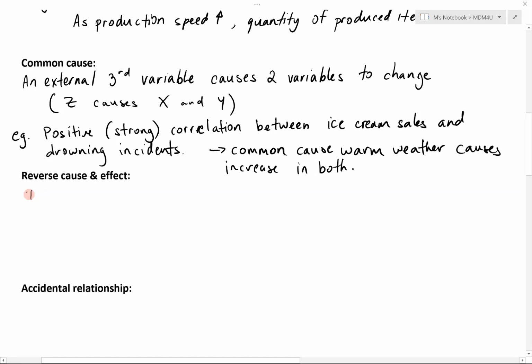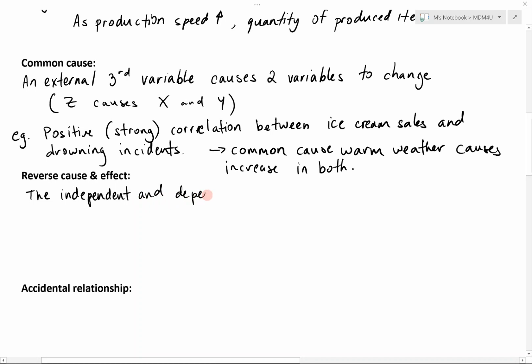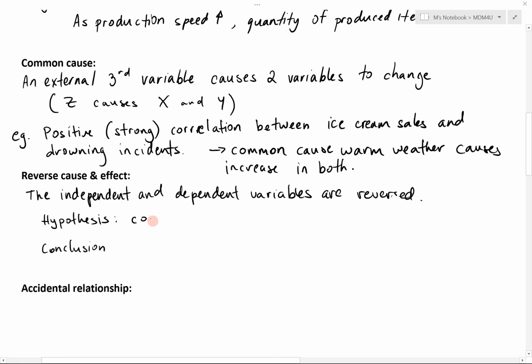The third one, reverse cause and effect. This one is where the independent and dependent variables are reversed. How can I demonstrate that? I can do this by showing you a hypothesis and a conclusion. In my hypothesis, we could say coffee causes nervousness.